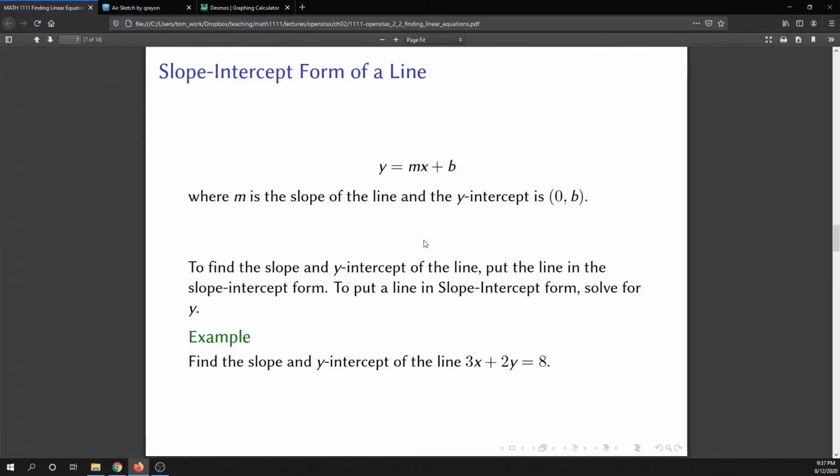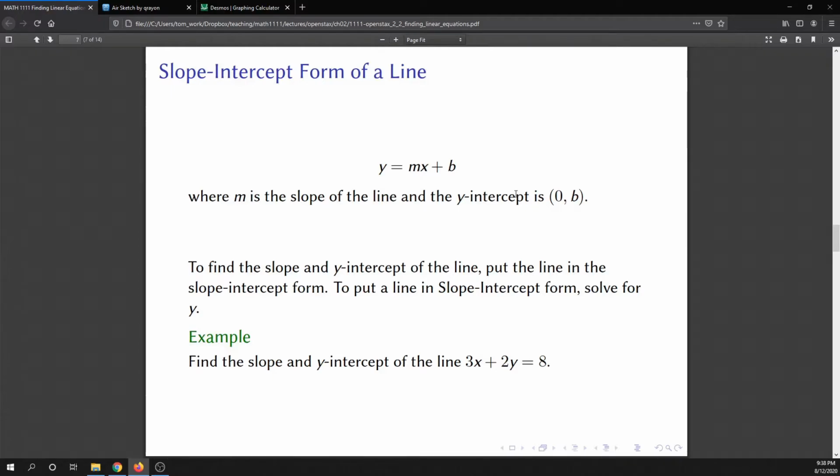Another useful thing about the slope-intercept form is if you're given a line in some other format. So over here I have 3x plus 2y equals 8. If you're asked to find the slope and the intercept of that line, what you would do is put it into the slope-intercept form. Then once you have the line in the slope-intercept form, you can just read off the slope and the intercept. So that is a useful thing to do sometimes.